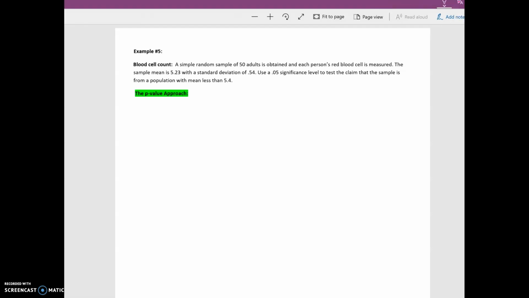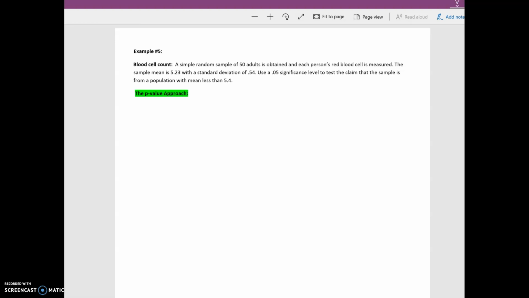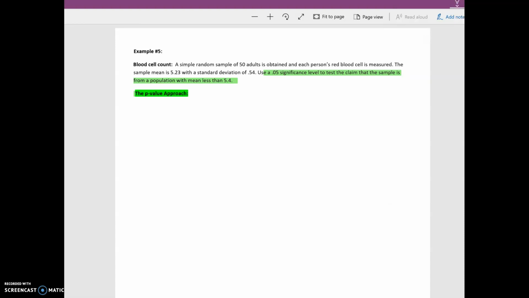Hello class, let's take a look at example 5. And the first step on this example is to identify what type of test we're actually performing. Now, this is basically given with the claim, and they're telling us to use the level of significance, which represents the value of alpha. So alpha in this case is 0.05. So the level of the test is basically 0.95. So in this test, we're going to be carrying about a 5% error in the calculations.